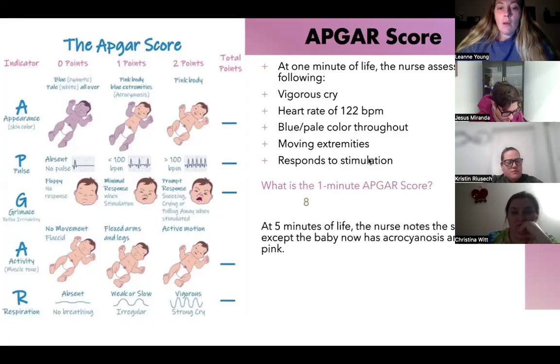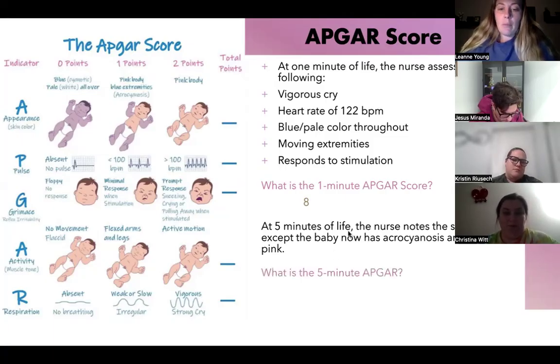Okay. At 5 minutes of life, the nurse notes the same findings, except the baby now has acrocyanosis and is centrally pink. So what would that APGAR score be then? 9. Yep, 9. We're going to give a point back for color.